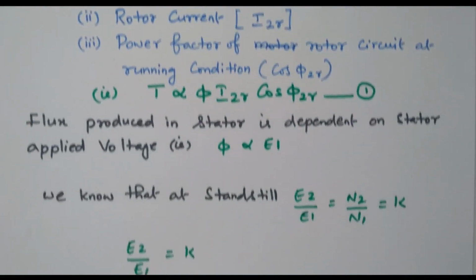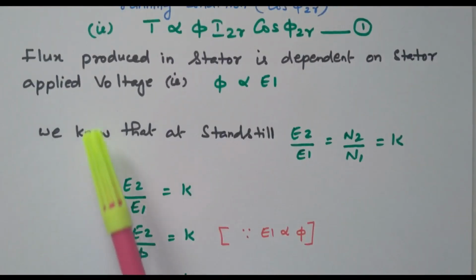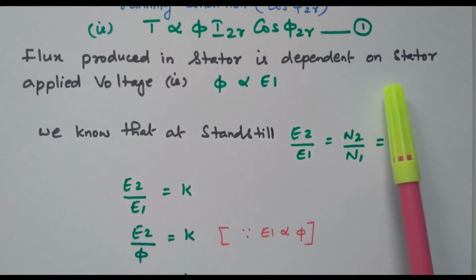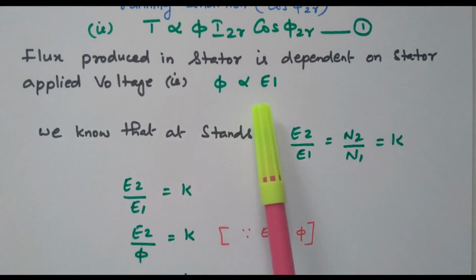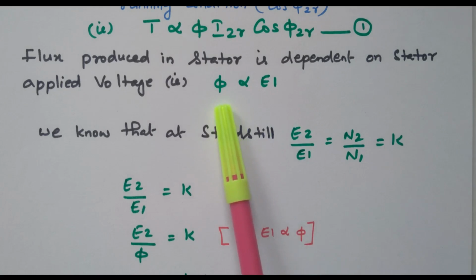Now first we will analyze the flux produced. The flux produced in the stator depends upon the stator applied voltage. So the flux φ is directly proportional to E1. Depending upon the voltage applied, the flux is produced. So φ is directly proportional to E1.